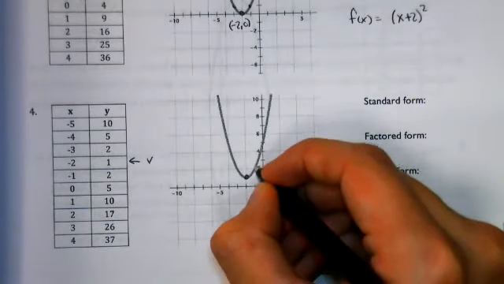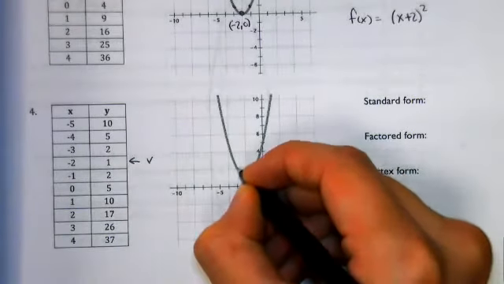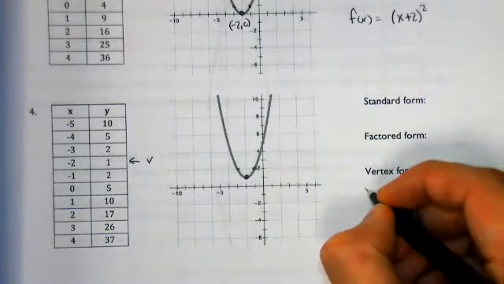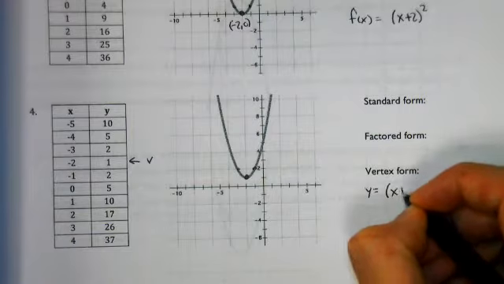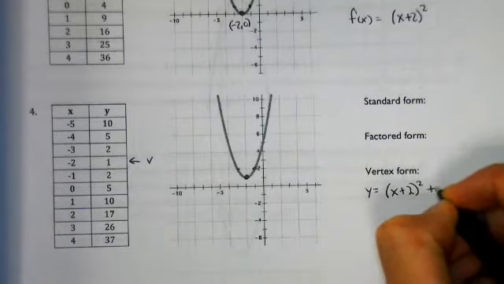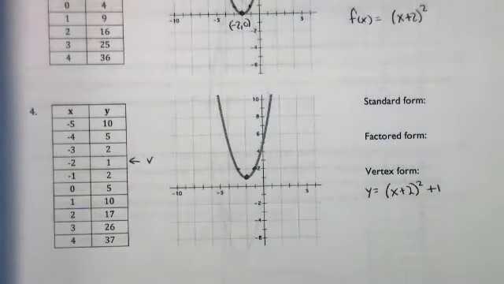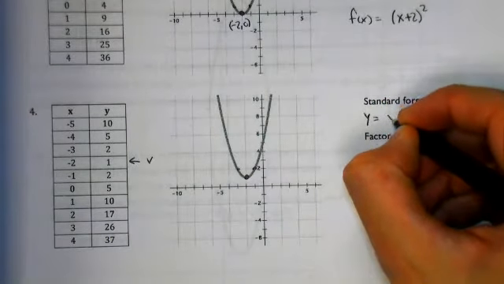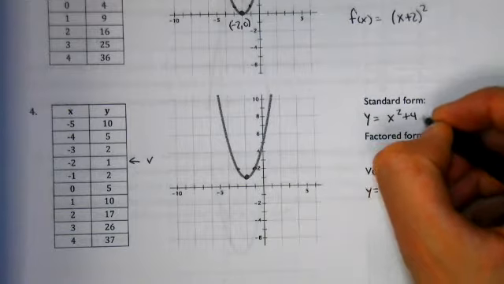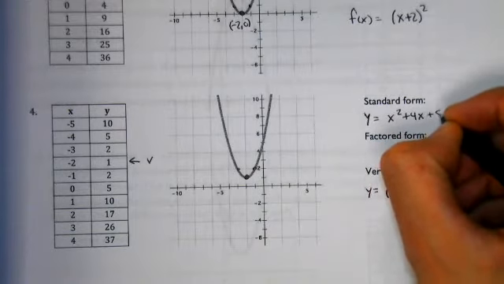Does it still follow? It does. So there's no dilation. So we can write y equals x plus 2 squared plus 1. If I multiply this out, I can get our standard form, y equals x squared plus 4x plus 4 plus 1, which would be plus 5.